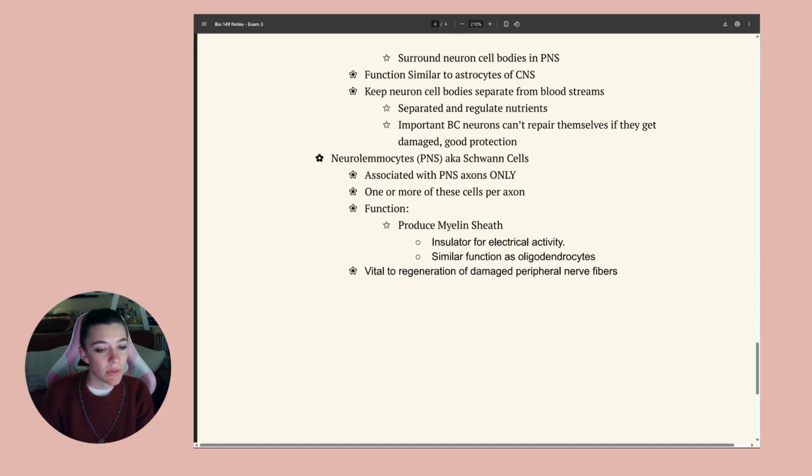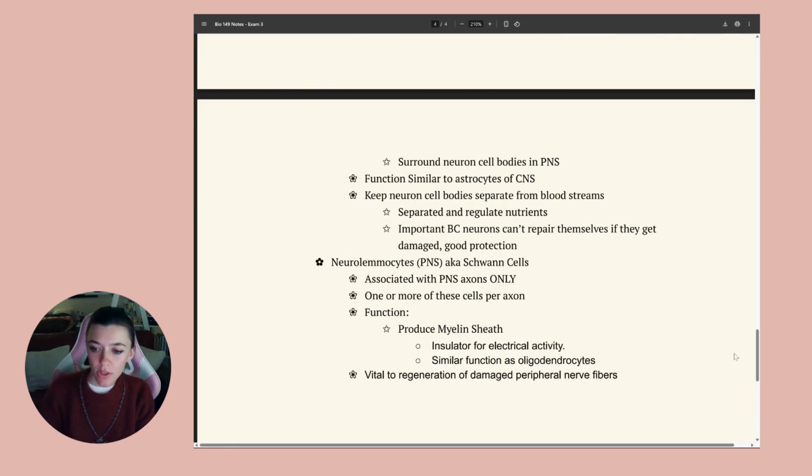The neurolemmocytes, also in the peripheral nervous system, aka Schwann cells, are associated with the PNS only. There are one or more of these cells per axon, and their function is to produce the myelin sheath, which is a good insulator for electrical activity. They have similar functions to oligodendrocytes. They're vital to regeneration of damaged peripheral nerve fibers.